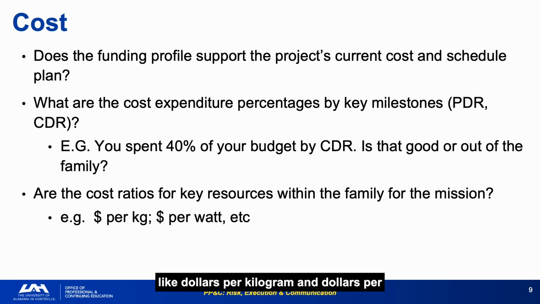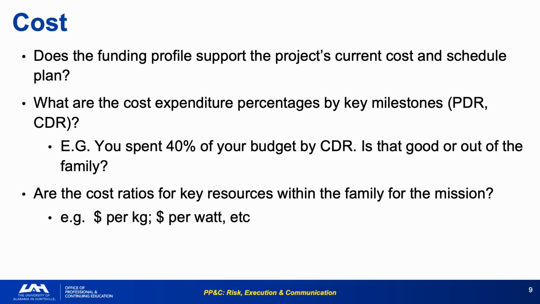Cost ratios like dollars per kilogram and dollars per what provide a technical performance context for cost analysis that purely financial metrics cannot. They connect the business data to the engineering reality. Identify the 2 or 3 cost ratios most meaningful to your specific program and track them monthly. Deviations from historical family patterns are among the earliest indicators of technical cost growth.